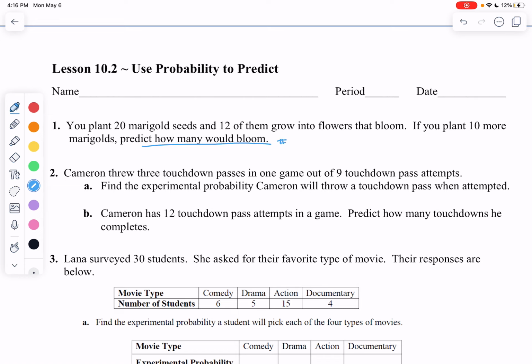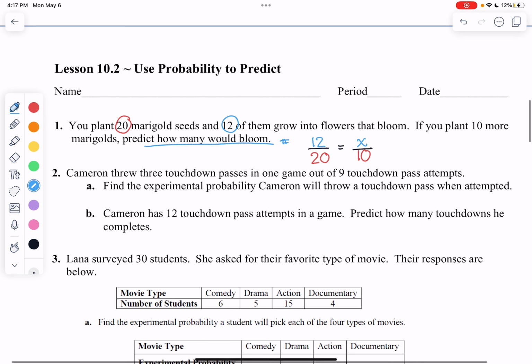What's the number of things that I want? 12. Out of the number of total seeds that I planted was 20. Okay, so it says if I plant 10 more, how many of the 10 would bloom? Okay, I want to create an equal proportion where instead of planting 12 flowers, this time I want to plant 10. And I want to guess or solve for how many of those will bloom. So I put an X on the top of this fraction. Okay, this is a proportion I can solve with the baseball bat method.